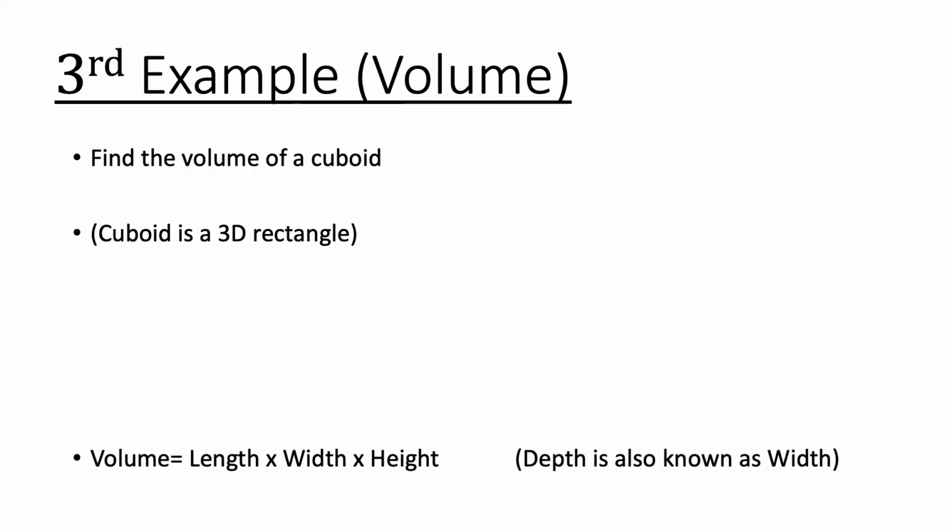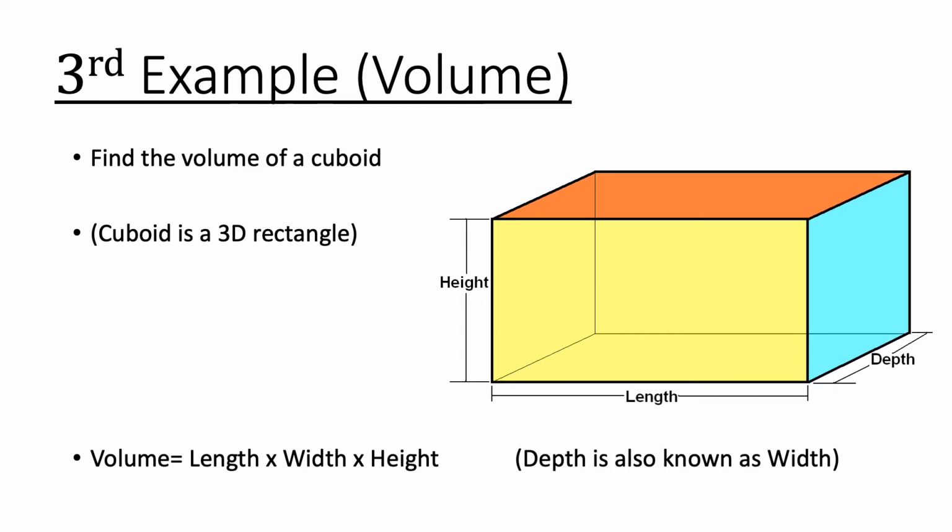Right guys, example 3. Find the volume of a cuboid. A cuboid is a 3D rectangle. So this is what a cuboid looks like, with height, length, and depth. Depth is also known as width, so width or depth is the same thing. Again, the volume is length times width times height. Here it will not be a cube because the length, width, and height are not the same, so you would be multiplying different numbers. Only when it's a cube do I have the power of 3, because the length, width, and height are the same.